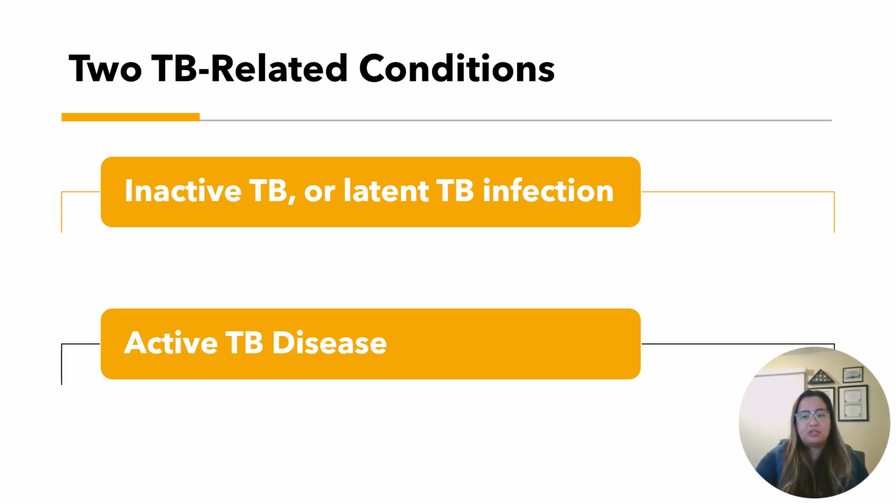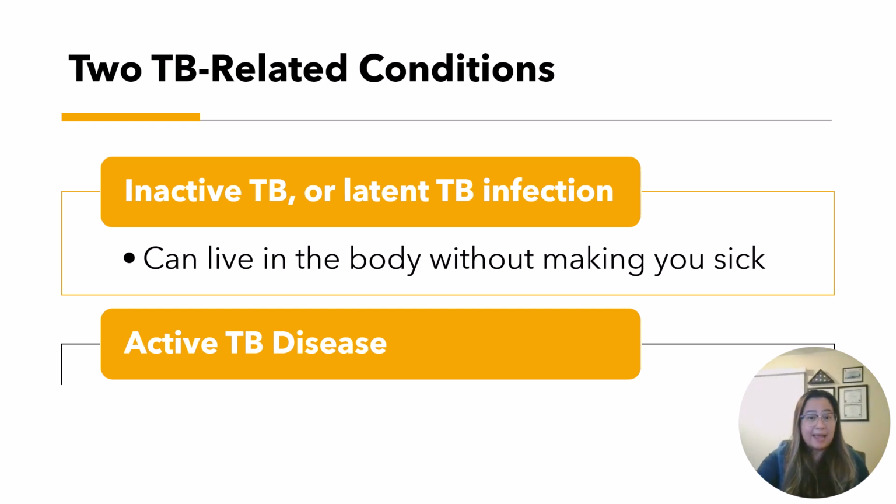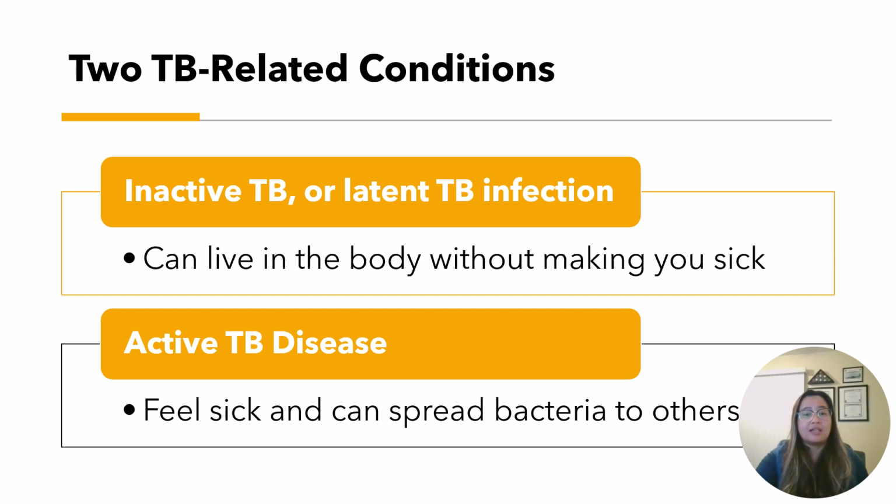Latent TB infection is a condition where a person is infected with the bacteria that cause tuberculosis, but the bacteria remain inactive in the body and do not cause symptoms. While the active TB disease happens when the Mycobacterium tuberculosis is actively multiplying and growing in the body. So in latent TB infection, the bacteria are present but inactive, while in active TB disease, the person is sick and can spread the bacteria to others.